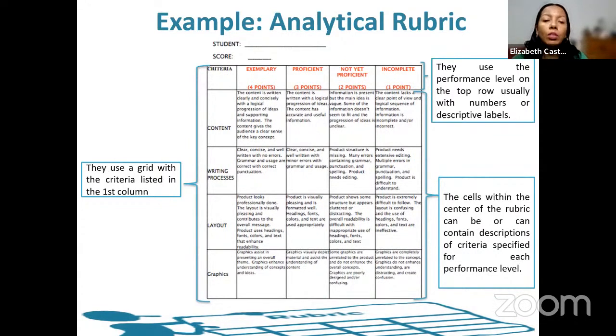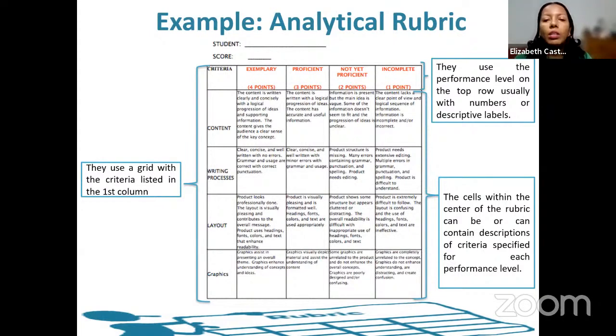For example, in the first line, the content, it says exemplary. It says the content is written clearly and concisely with a logical progression of ideas and supporting information. This is super important, with supporting information, not like giving ideas and they don't mention where they bring this information from, or they don't support their ideas. The content gives the audience a clear sense of key concepts. So this is the perception. Proficient is the content is written with a logical progression of ideas. The content has accurate and useful information. So you see that the requirements on this area are a little bit less demanding.